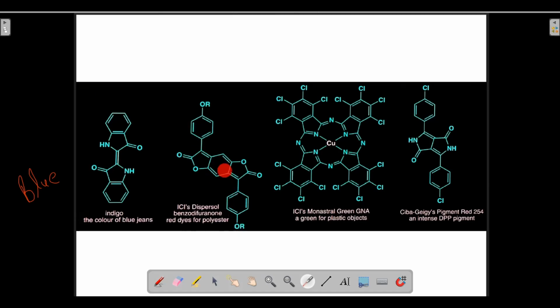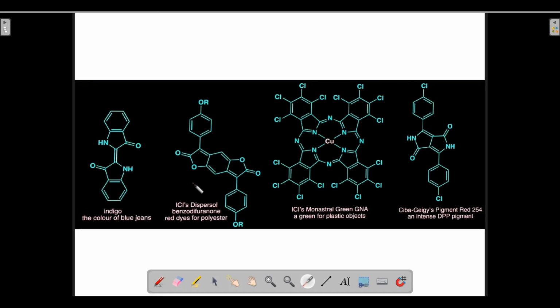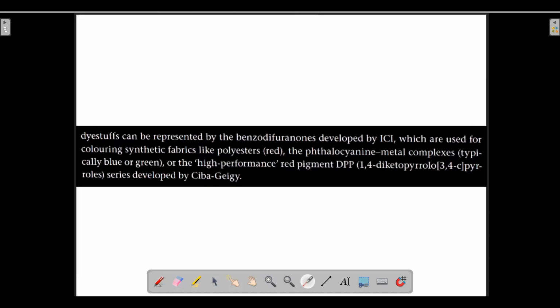Its structure is like this. No need to remember its structure. Only remember indigo's structure. Do not remember this structure. So it is benzodifuranone, a more modern dyestuff as compared to indigo, which is an ancient dyestuff. Indigo is ancient, but this is a modern dyestuff, developed by ICI.